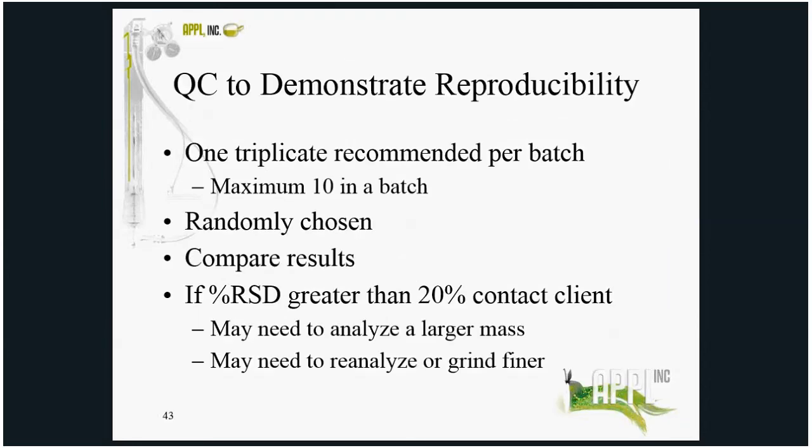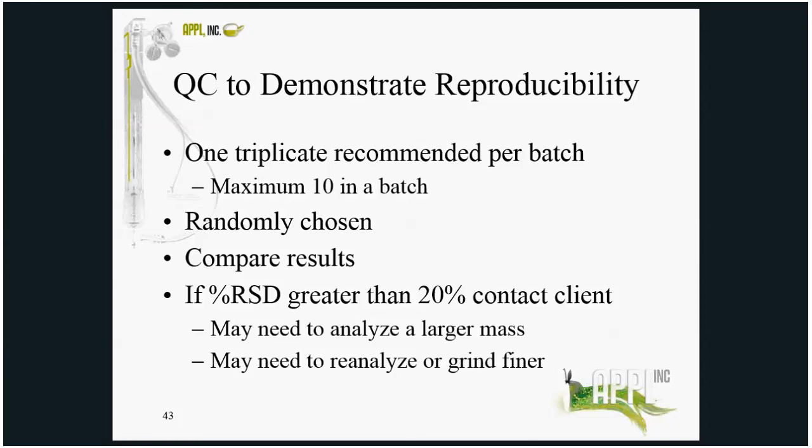One triplicate is recommended per batch, and we talked about one triplicate being done in the field and one triplicate being done in the laboratory. The triplicates must be run on a sample. They can't be run on a blank or on a grinding blank. And it's important to compare the results.